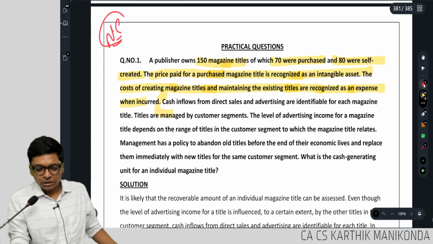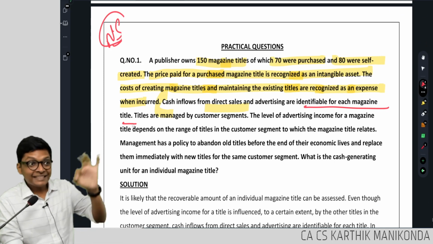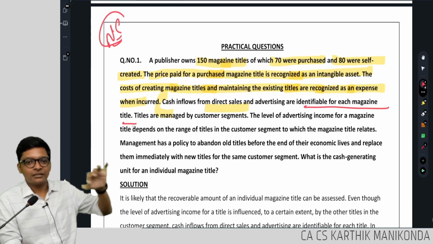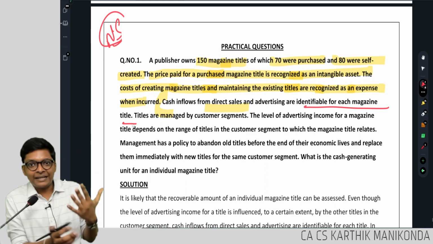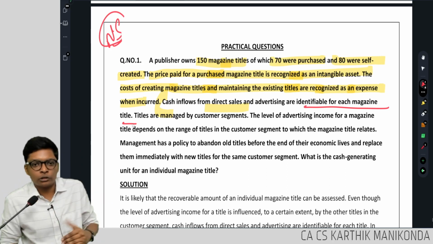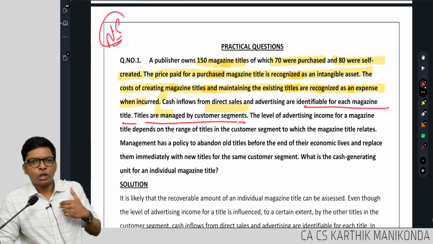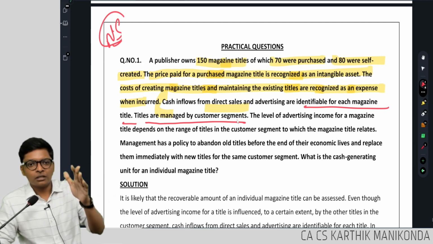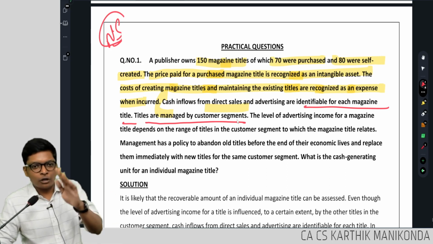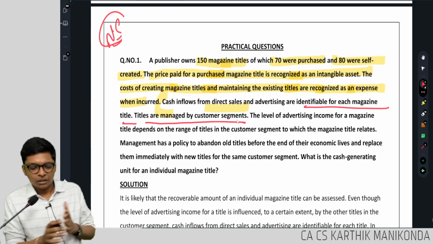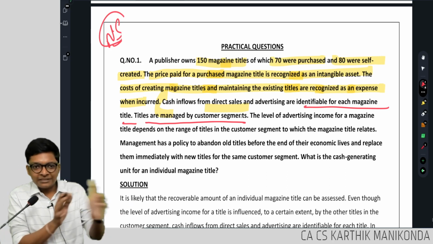Cash flows from direct sales and advertising are identifiable for each magazine title. Each magazine, Archie's is one magazine, then Mint is one separate magazine; I can identify cash flows for that, who's buying, who's not buying, what ads. Titles are managed by customer segments. Of course, those who read Archie's won't read Mint. Those who read Malayalam Manorama will not read some Tamil magazine, correct? So different customer segments I have classified.